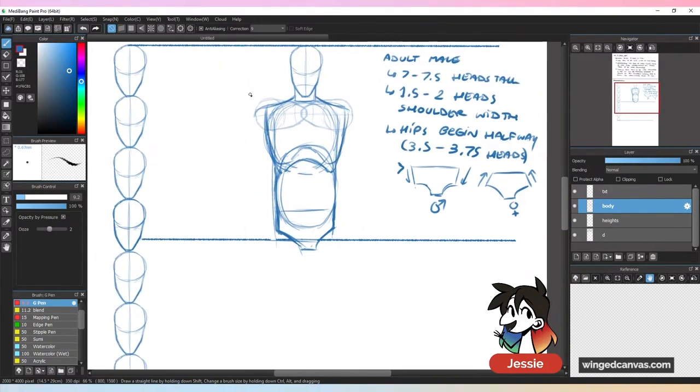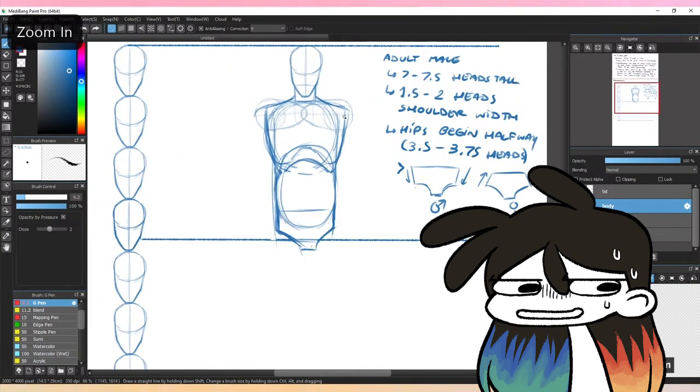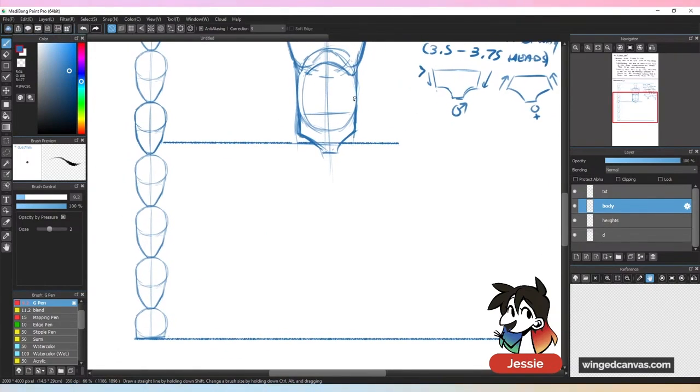So usually with men, you know, their bodies tend to curve a little bit more like this. Or just go straight downwards. They're a bit more rectangular compared to women. Again, very, very general. So, next thing that we're going to be doing is the legs, right?